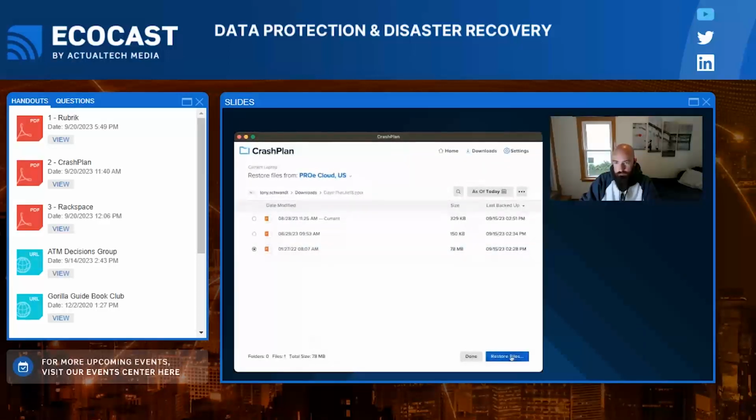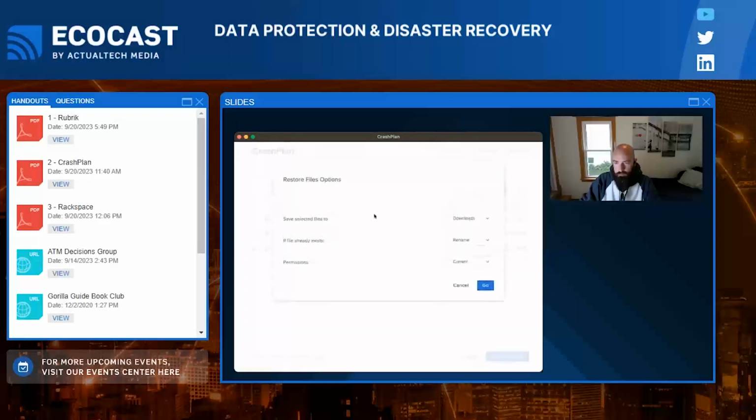So this is great from the end user's perspective. I don't need to involve IT. I don't need to really do anything except open a program and download that latest version.